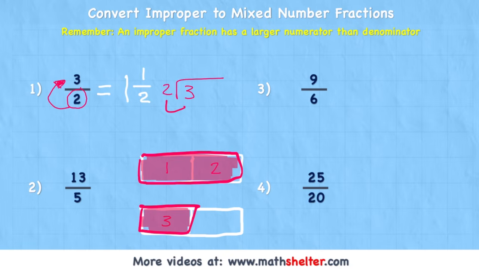So how many 2's are there in 3? There's 1, and then there's 1 left over. So again, I have 1 whole, which is this 1 whole here, and then my remainder 1 is I still have 1 half left over. So let's have a look at that with the second example.